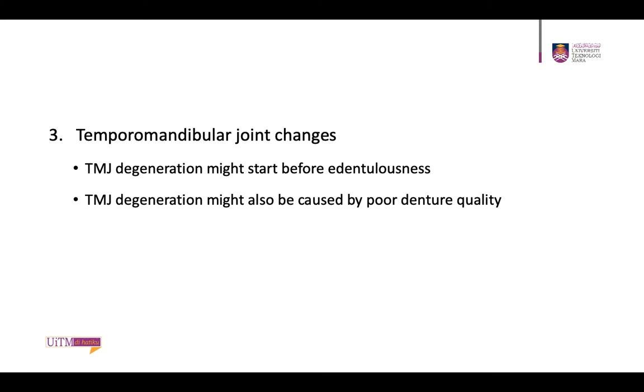So we will always be able to prevent these problems from happening. Okay.